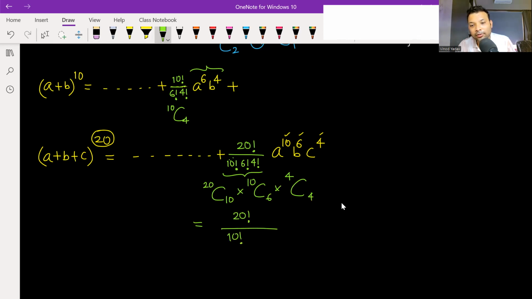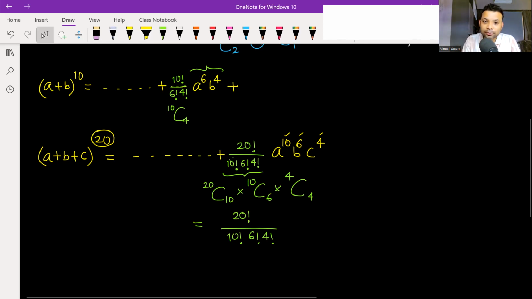This is nothing but distribution, grouping: grouping 20 values in 3 groups such that in one group there should be 10 terms, in second group there should be 6 terms, in third group there should be 4 terms. We just did grouping. Okay, so I hope you understood the coefficient logic.